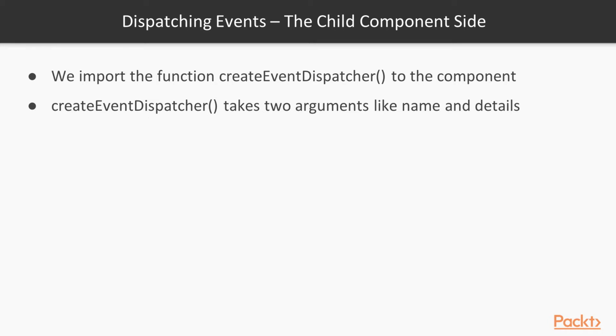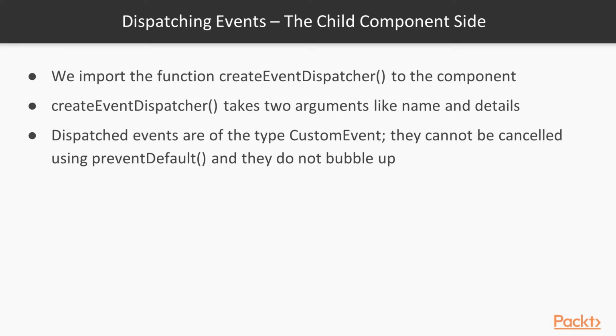The name will of course be the name we will have to reference when we react to this event in the parent component. The detail can be anything that we want to forward: a string, an array, an object, even the whole event information if we want to. It is also important to know that dispatch events are of the type custom event, that they are not cancelable, and that they do not bubble.